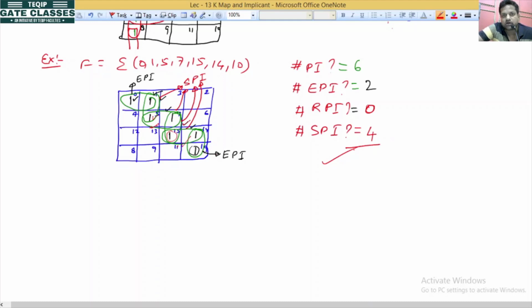So till now we have studied all the concepts related to K-map. We have studied the don't care condition, we have studied implicants, we have studied 4 types of implicants: prime implicant, essential prime implicant, redundant prime implicant, selective prime implicant. Okay? And we have studied how we calculate those prime implicants. Now in the next lecture we will try some GATE questions based on K-map and implicants.